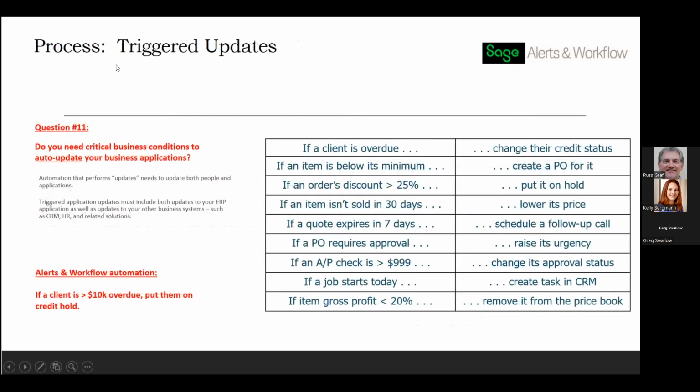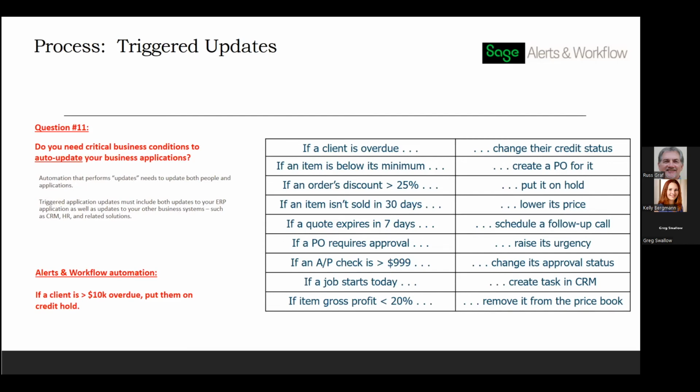And then triggered updates. So if you think of Sage Alerts and Workflow looking at an event, right? An event of time has changed, a KPI has changed, something has changed that someone needs to get information about. So we'll call them triggers. So if it's a client that's overdue, check their credit status. Maybe if a client's overdue, we send out a dunning notice or invoice in 30 days. We send it in 60 days. We copy in the customer and the salesperson.